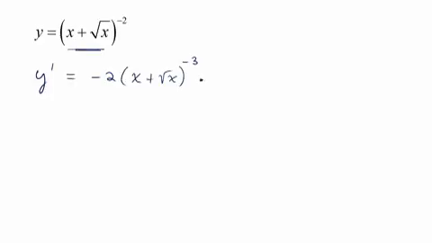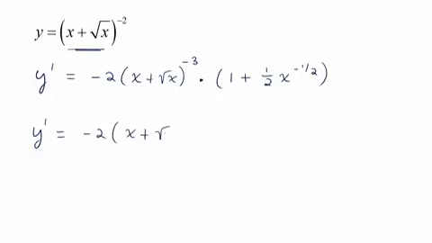So this is times the derivative of the function, which would be 1 plus the square root of x. The square root of x is x to the 1/2 power, so we can think of that as the derivative being 1/2 x to the negative 1/2. And now we'll simplify. So y prime equals negative 2 times the quantity x plus root x to the negative 3 times 1 plus, and we can write 1/2 x to the negative 1/2 as 1 over 2 root x.